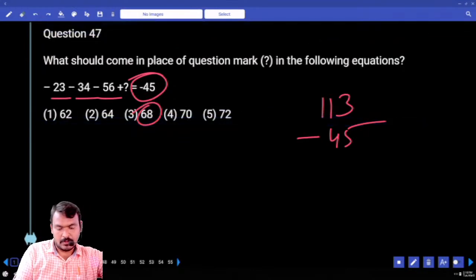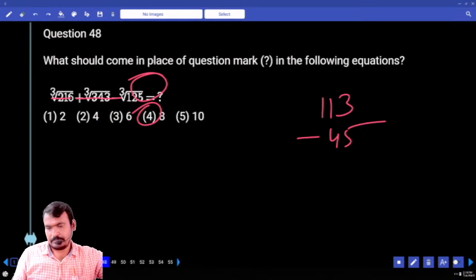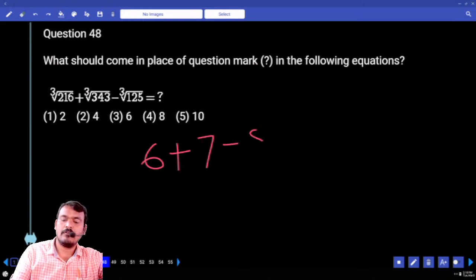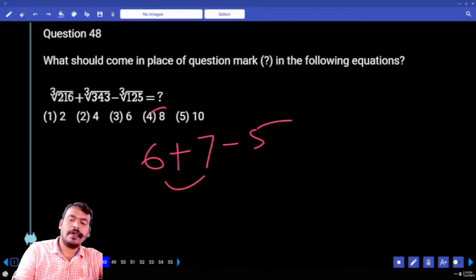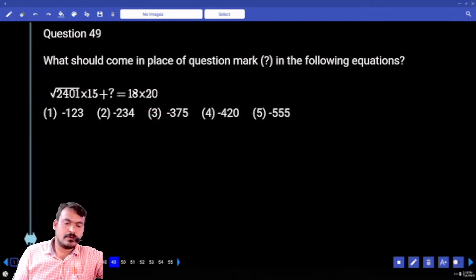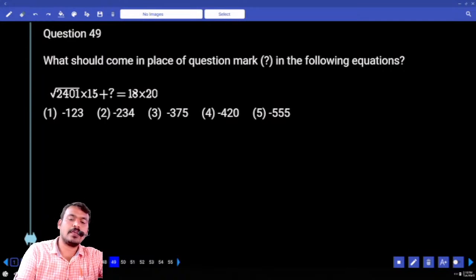What is the remaining value? 68. Next. What is the cube root of 216? 6. Cube root of 343, 7. Cube root of 125, 5. 6 plus 7, 13. Minus 5, 8. Next. Under square root of 2401 means 49 into how much value?